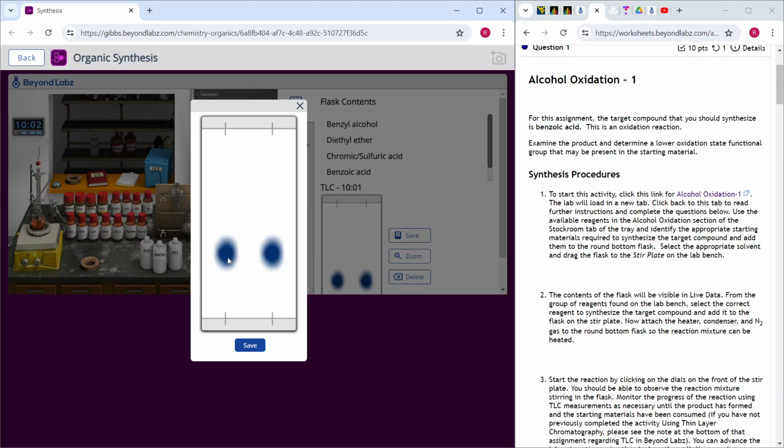This is going to be the reference. And it's always going to be there. It's not going to change position, because whenever you are doing a TLC, you always need to have a reference to refer to. Now, whatever is in your flask is on the right.